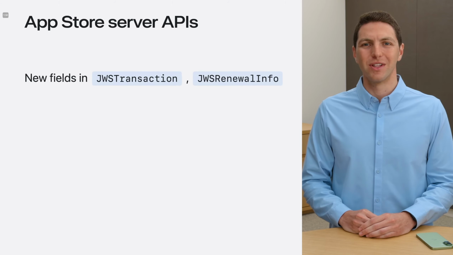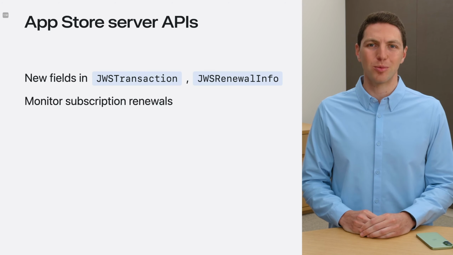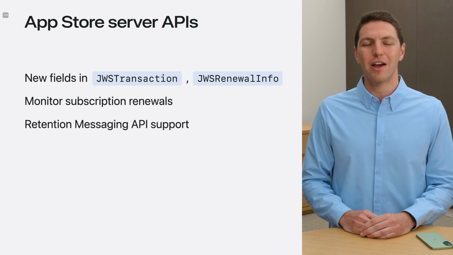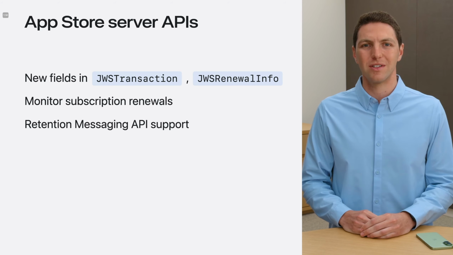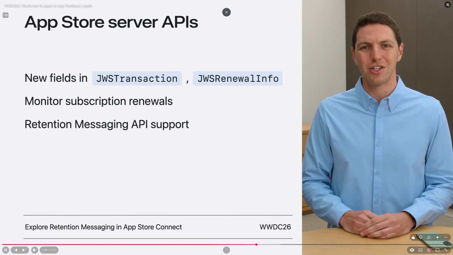There are new fields available in the signed, transaction, and renewal info objects that provide additional information about the commitment plan. Subscription notifications continue to provide updates on the subscription lifecycle, such as monthly renewals, throughout the 12-month commitment. The Retention Messaging API also supports this new payment option for auto-renewable subscriptions. Check out our WWDC 26 session, Explore Retention Messaging in App Store Connect, to learn how this server-to-server API can help with your customer retention strategy.